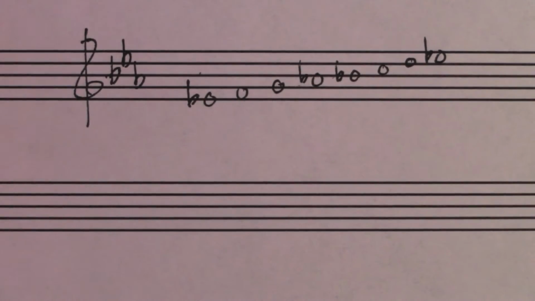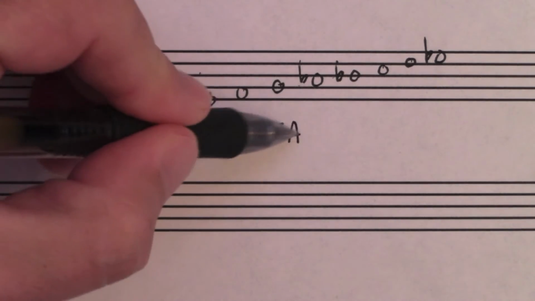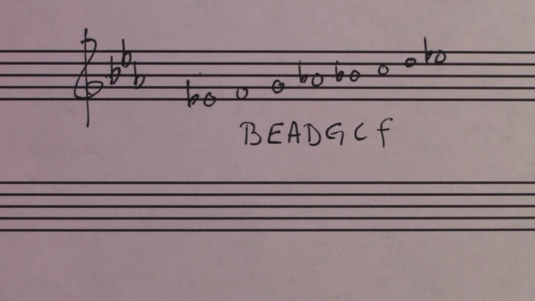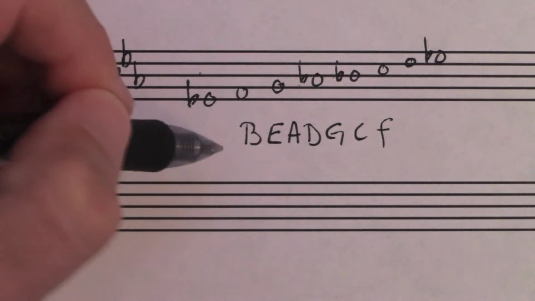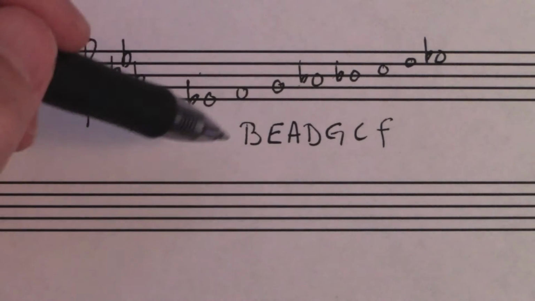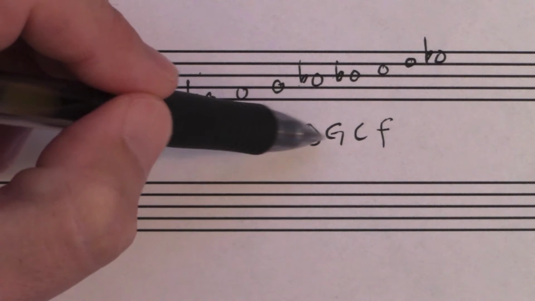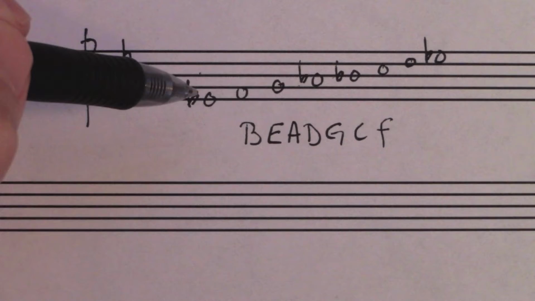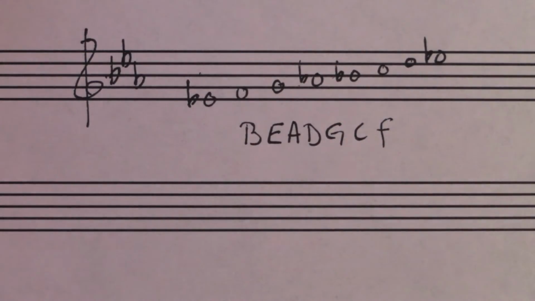Now, I want you to memorize this. B, E, A, D, G, C, F. I'm serious. I want you to memorize that. B, E, A, D, G, C, F. You should be able to say that in your sleep. Some students just memorize B, E, A, D, G, C, F. Some say bead and then greatest common factor. But whatever works. This is the order of flats.